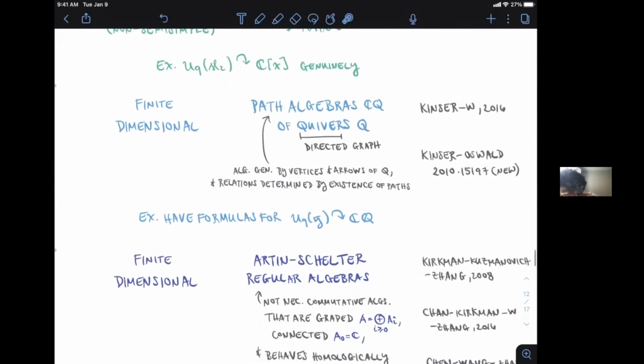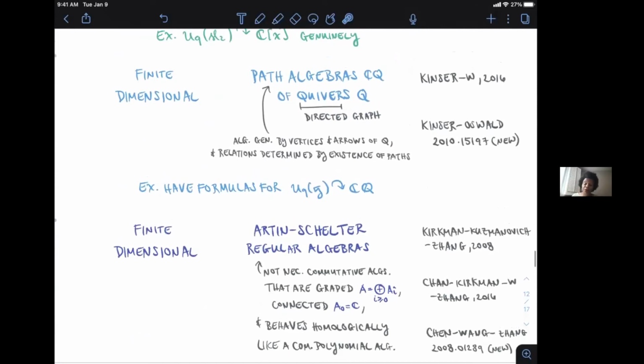Another family of examples is I can go back to my commutative polynomial algebra, and instead of q-deforming or doing something ring theoretic, I could work homologically and take a collection of algebras that behave well homologically, like a polynomial algebra. These are called Artin-Schelter regular algebras. These are algebras that have finite global dimension, they have a Gorenstein condition, and in some cases, they have nice polynomial growth. These are classified for small global dimension, and we have nice examples of finite dimensional Hopf algebras that act on these things.